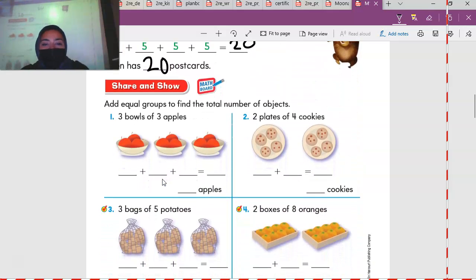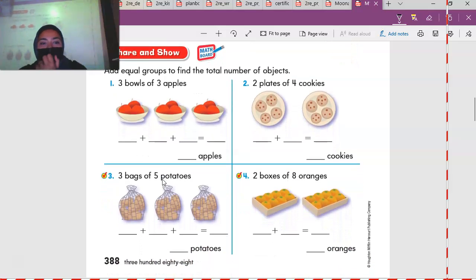Add equal groups to find the total number of objects. So we have 3 plates, and that's why they have 3 empty lines. How many apples are in each bowl? 3. We have 3 apples in each bowl. So we're going to write 3 plus 3 plus 3. And we know how to count by 3s. 3, 6, 9. So how many apples? 9 apples. Very good.